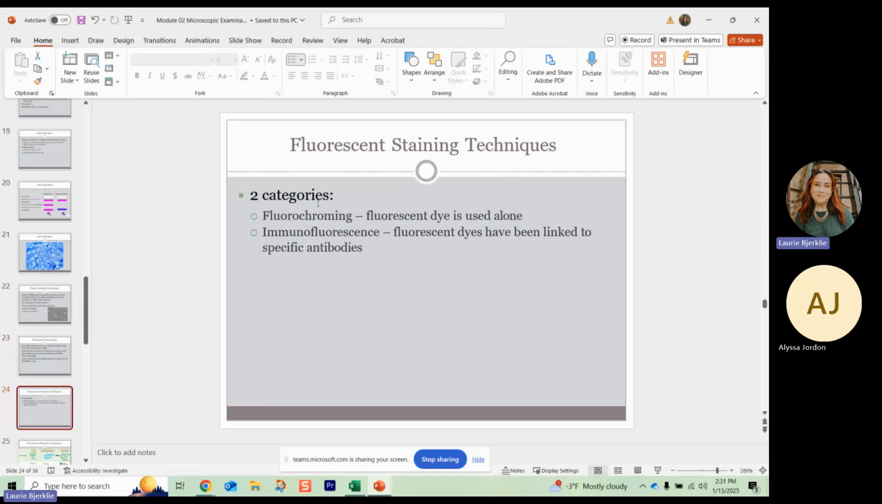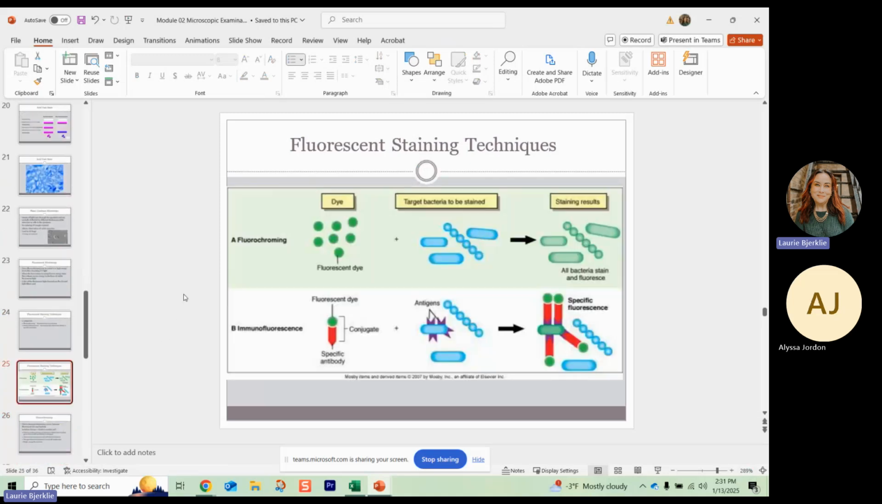With the fluorescent stain, there are two different categories. We have fluorochrome stains, which just use fluorescent dyes, and then you have immunofluorescence, which means the fluorescent dyes are linked with an antibody. Anytime you see the word immuno whatever, it's always dealing with antibodies. Anytime they put the word immuno in a term, it's saying that there's antibodies involved. Just a note there.